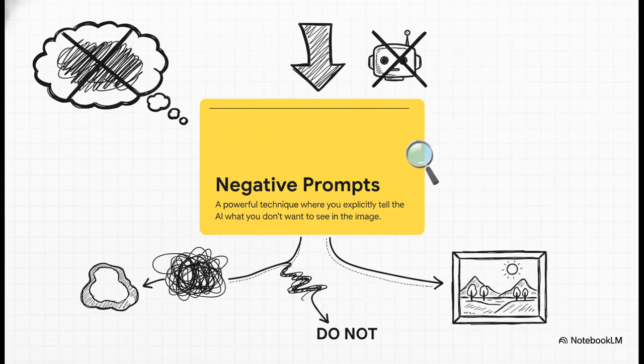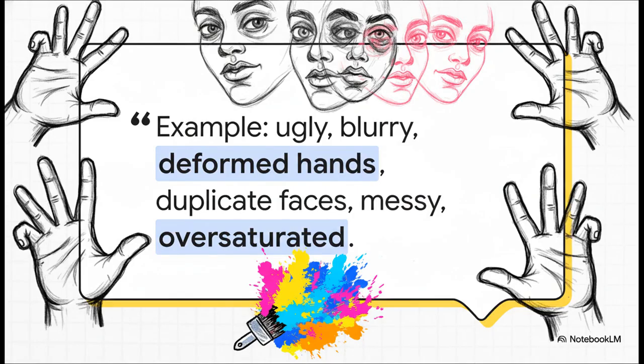This is such a game changer. It's so simple. Instead of only telling the AI what you want it to create, you also give it a list of things you want it to avoid. It's one of the best ways to clean up all those weird little AI mistakes. And this is exactly how you'd use it. You add a little section for things you don't want, and you list out the common problems, deformed hands, blurry images, and also styles you don't like, oversaturated. You're basically just helping the AI steer clear of the bad stuff, which makes the final picture so much better.